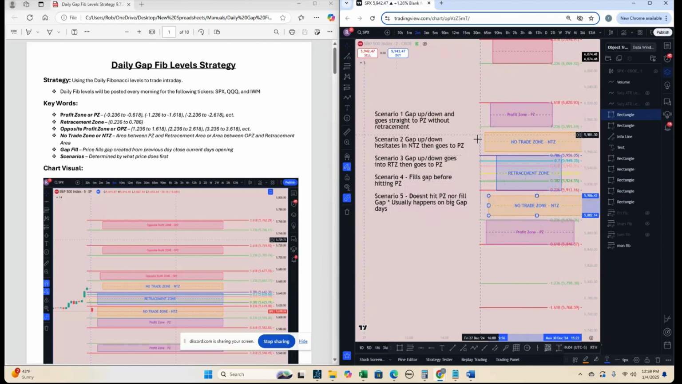All right. Number three, we gap up, we gap down, and we go back into the retracement zone, into discount, right? Big boys let their friends in, and then we go straight to profit zone. We should go straight to where the intended target is.